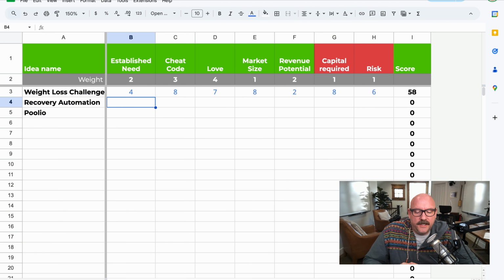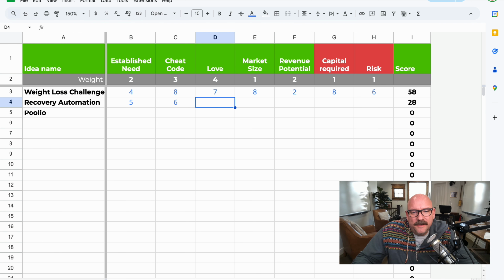Okay. Now, it doesn't really matter what these numbers are, as long as they're consistent by criteria, by category, that you're grading them in comparison to each other. And we'll do that here. So the recovery automation platform, established need, I'd say maybe slightly more than weight loss. There are some products trying to solve this, but not well. Cheat code, only in that I've built software products before. So, it's maybe a 6.